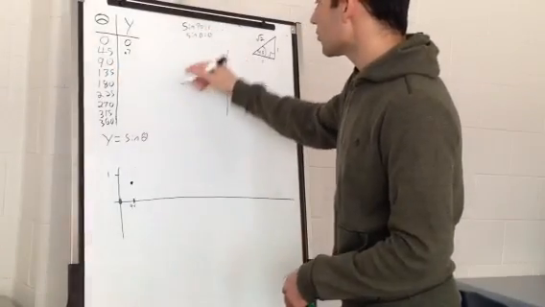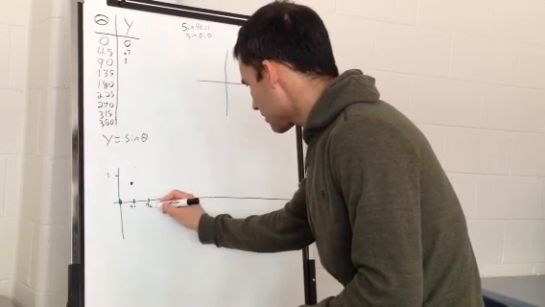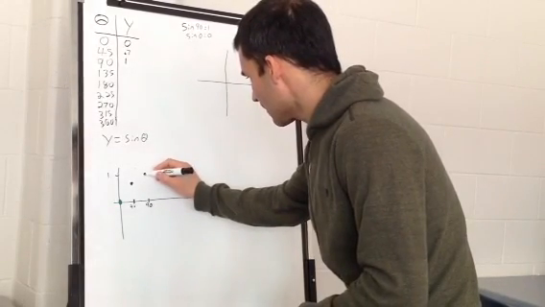The sine of 90 degrees is 1. So at 90 degrees, we go up to a point of 1.